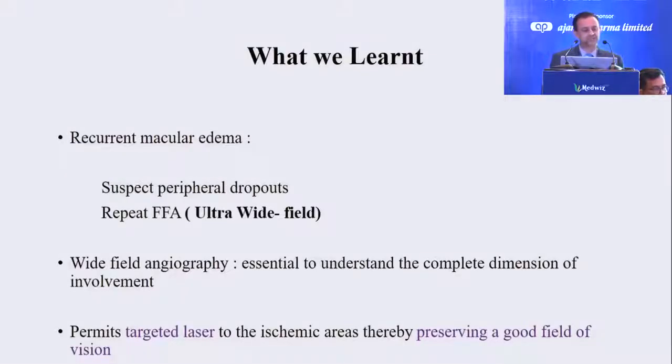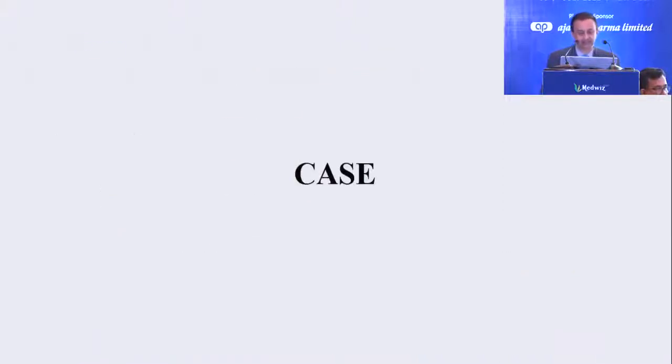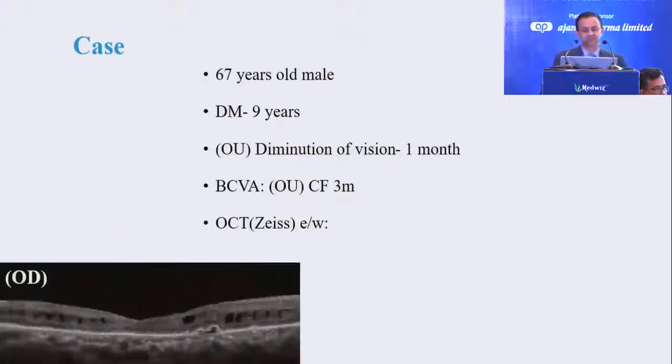So what we learned? Yes, ischemia in a case of vascular retinopathy extends much beyond the equator, and many a time macular edema needs treatment in the peripheral ischemic areas, CNP areas, and that is the need of ultra-wide field angiography.